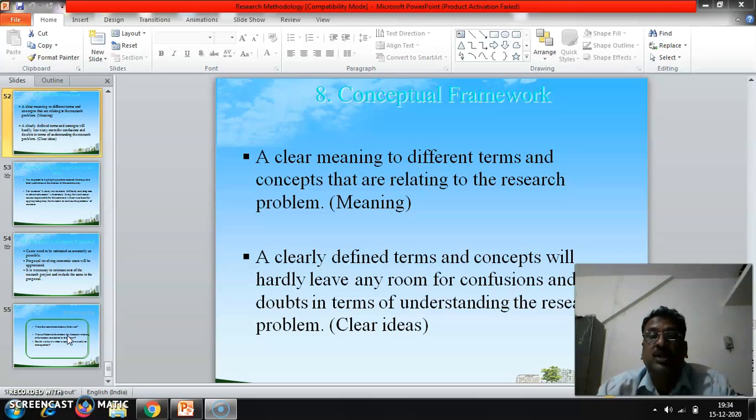So it shows that clearly defined terms and concepts will hardly leave any room for confusion and doubt in understanding the research problem. There should not be any doubt regarding the understanding of the research problem. That means you should give clear ideas about the research. So this is the conceptual framework.